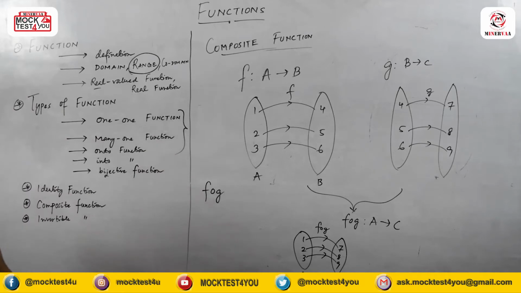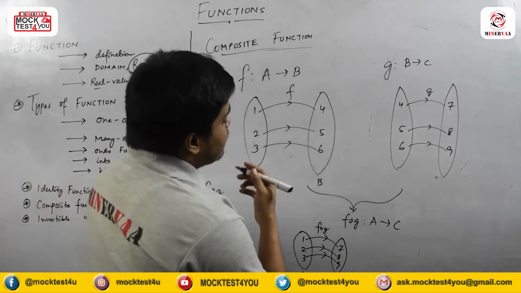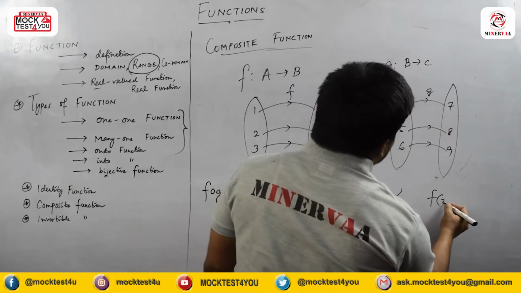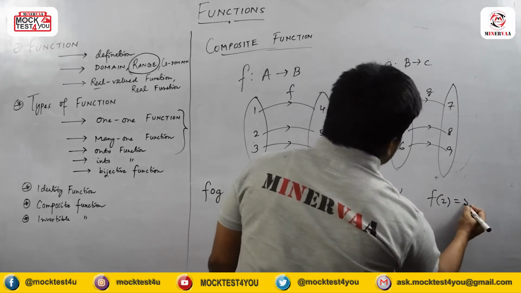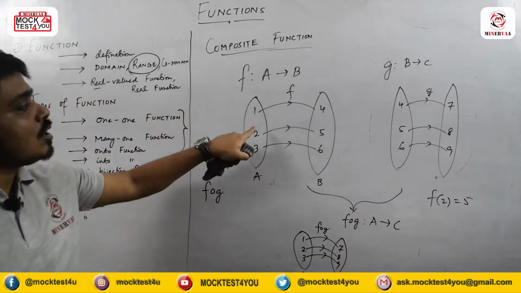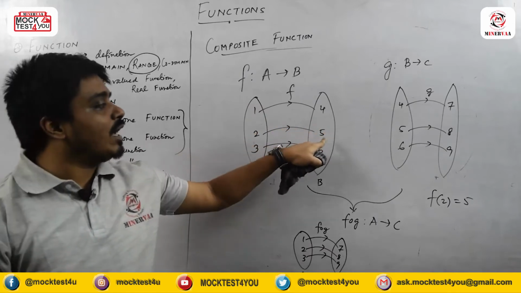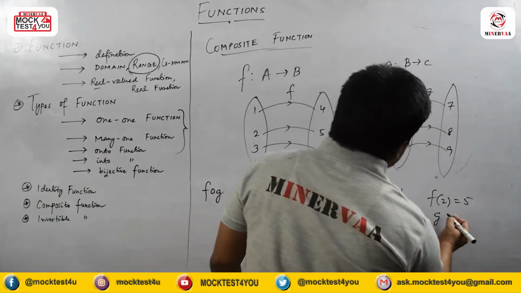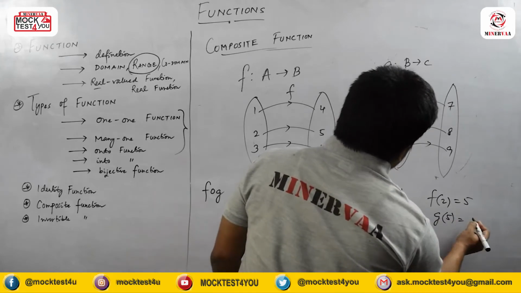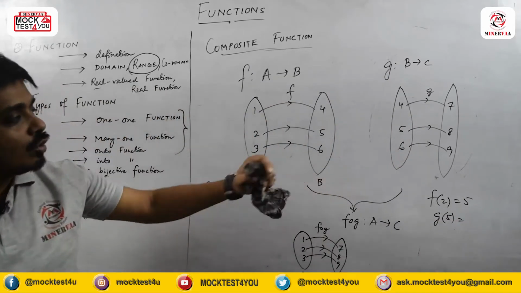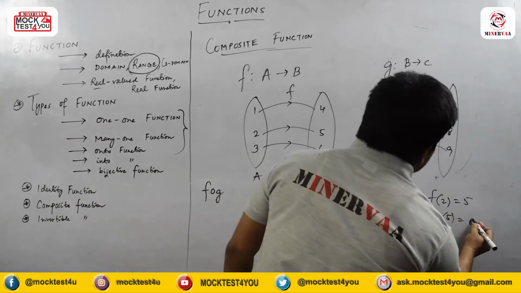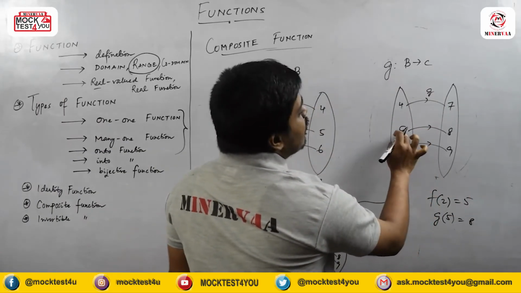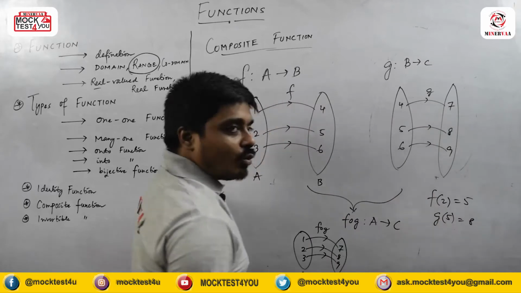That's how we denote. Now, if I ask you a question, what is f of 2 equal to? It is equal to 5, because the function at 2 is mapped to the element 5. Another one, what is f of 5 equal to? F of 5 is equal to 8. Very easy. Just I will see 5 is mapped with 8. So f of 5 is equal to 8.